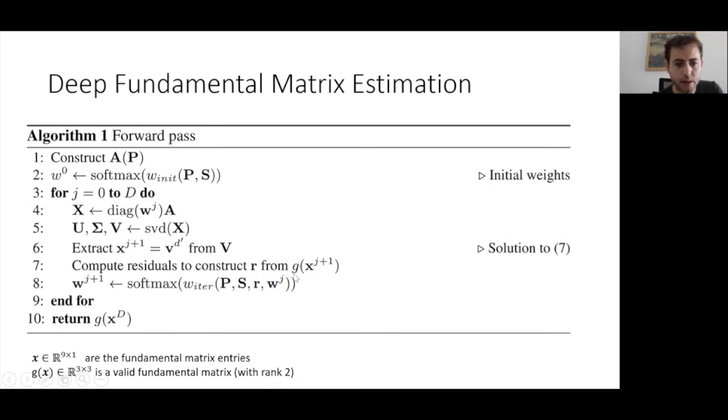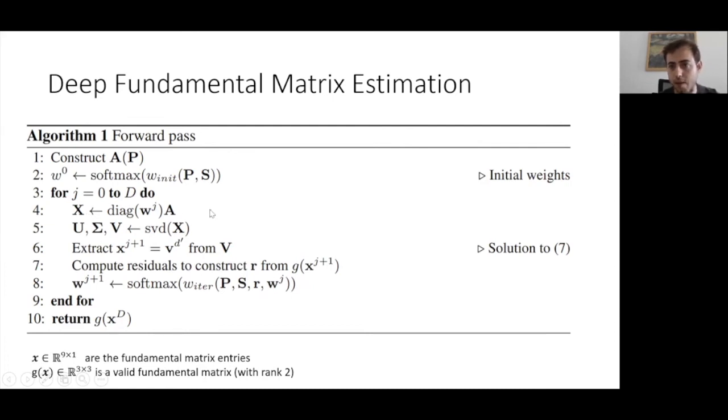X is just a vector of 9 elements. G of X is a fundamental matrix of rank 2. It's just the SVD projection to rank 2. So once we have the fundamental matrix, we can construct the residuals vector. And then using P, the point correspondences, the side information, the current residual, and the previous weights, we compute the next weights. So iteratively we update the weights, capital D times, and then we get the fundamental matrix.